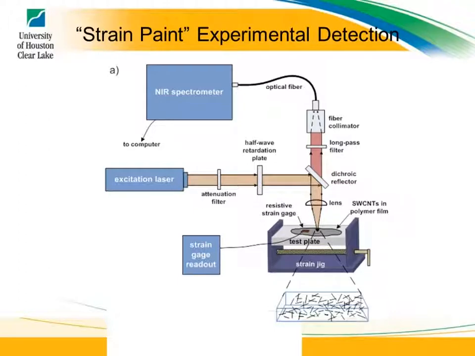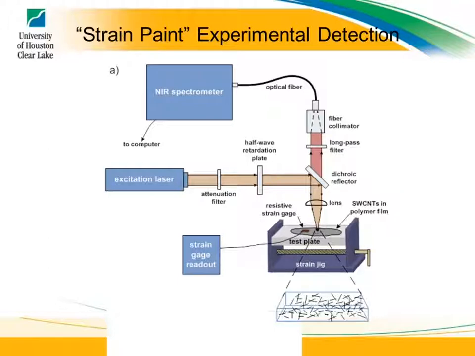All you would need is an excitation laser that you could polarize and excite. And then you can see the fluorescence coming back this way. And of course, you put a long pass filter in there so you don't get any of the laser light coming back, and pass it through a fiber collimator into your spectrometer. This is a device that you can actually construct.